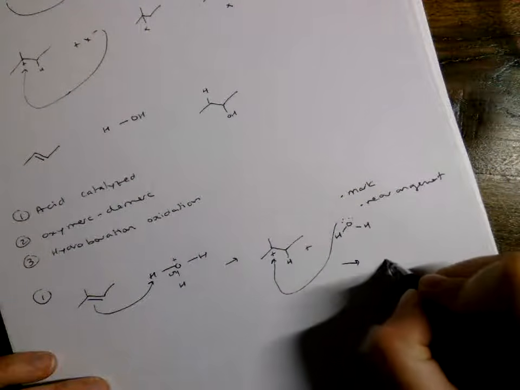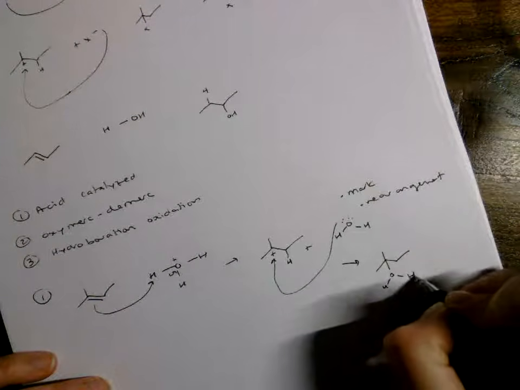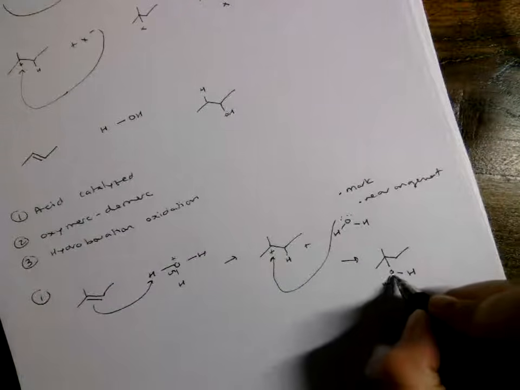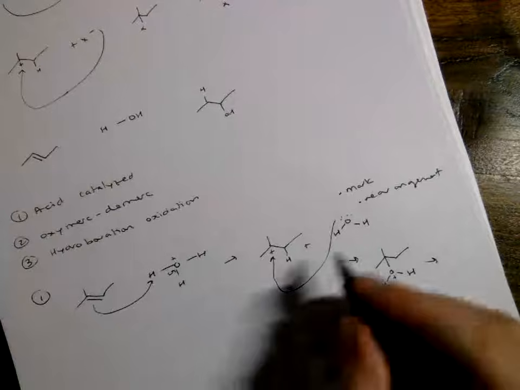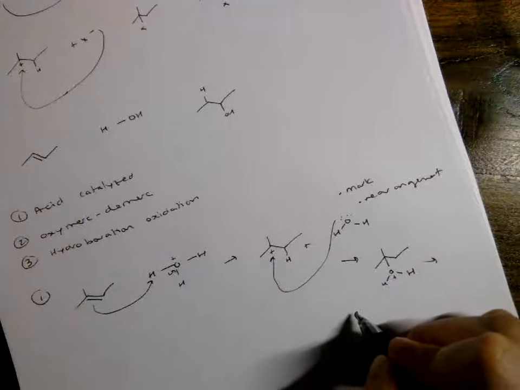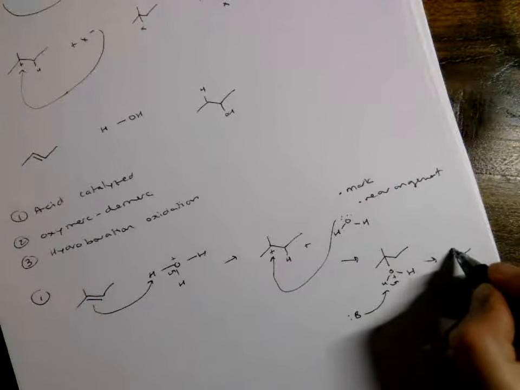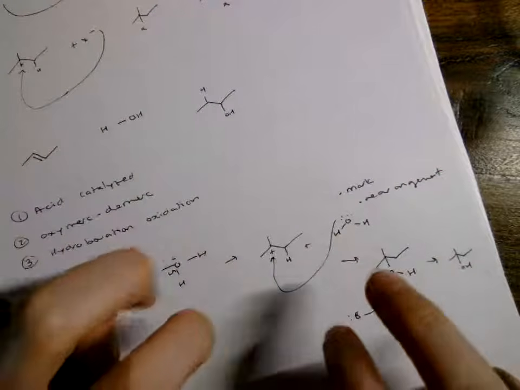After the water adds, you get a structure that looks like this. The proton's already added here. This is positive now, and it'll have to undergo deprotonation, probably by water or something else in solution. A base, like a water or something like that, will come and take it, and you'll end up with an alcohol. So you've added water across a double bond.